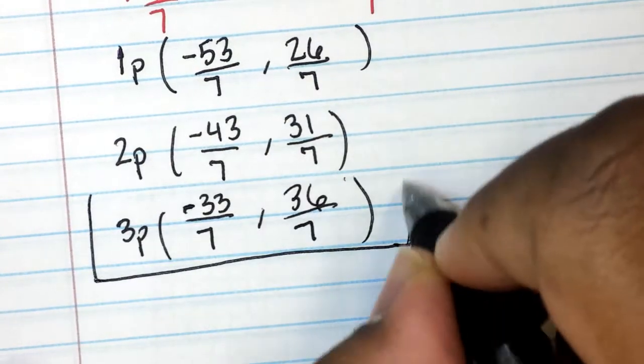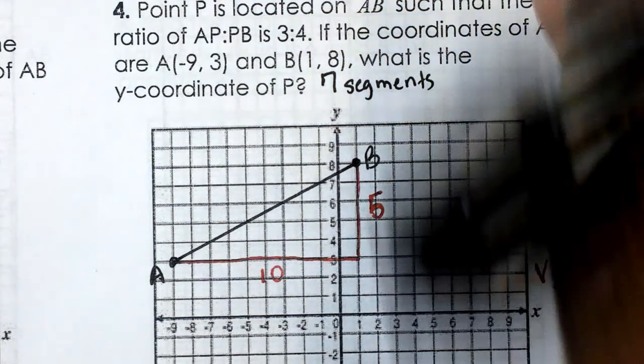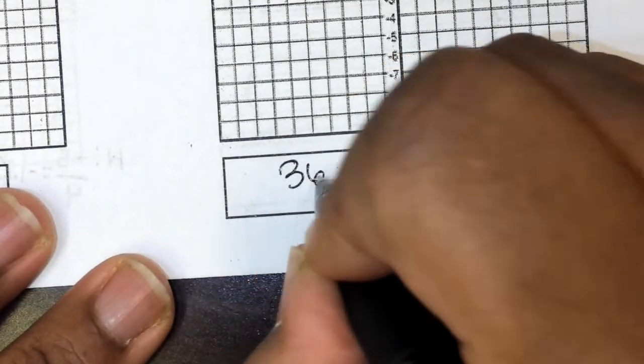This is the one I need to get to because the split was 3 to 4. So I can stop right here. They only want the y value. So my y value is what? Yeah, 36 over 7. So my answer for this one is going to be 36 over 7.